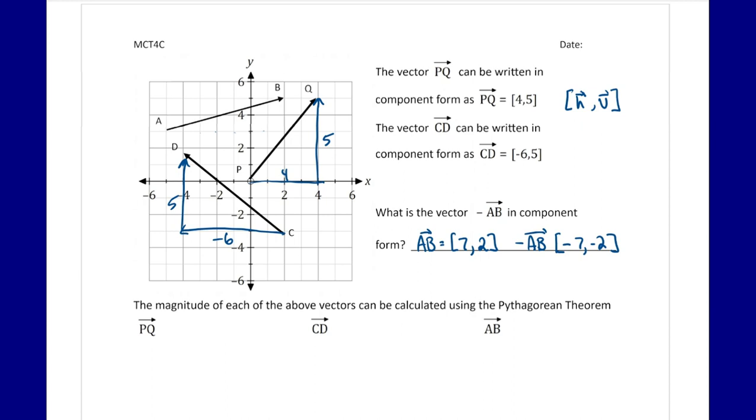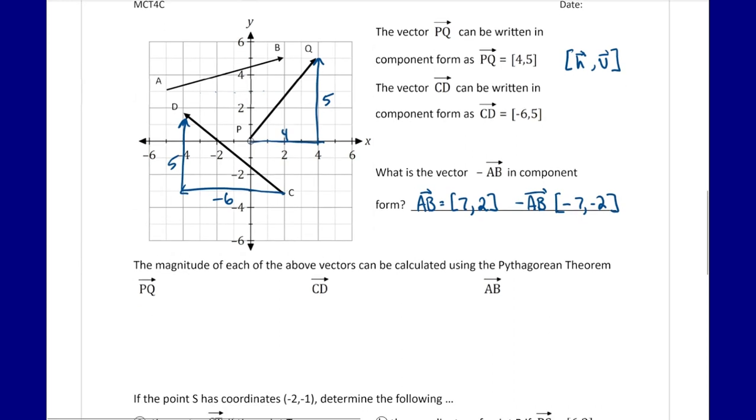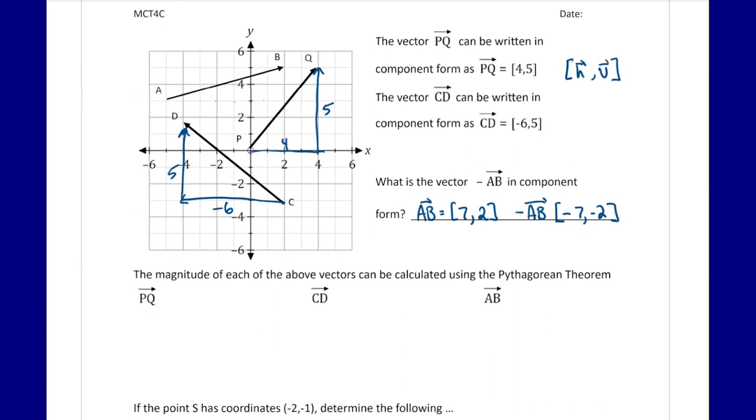Right? So if I were to look at PQ, I know the horizontal and the vertical components, so I can find the magnitude. Let me start with what the Pythagorean theorem is. If you don't remember, a squared plus b squared equals c squared. So if I wanted to write this out, a squared might be the horizontal component squared plus the vertical component squared equals the actual vector or the magnitude squared.